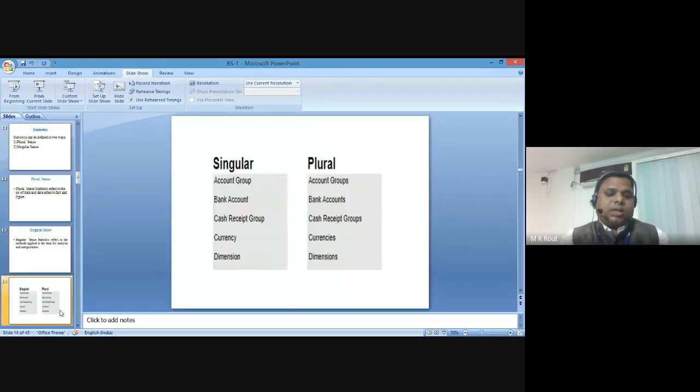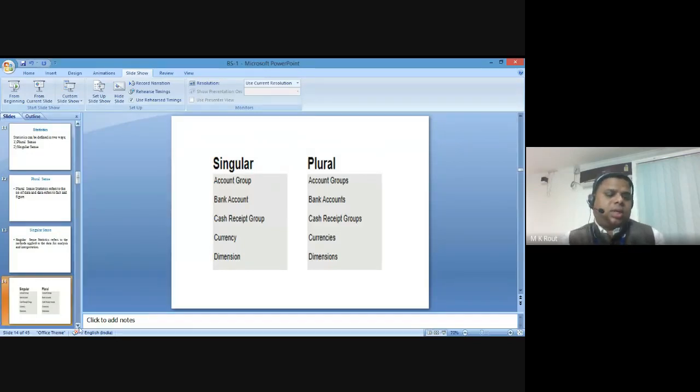Moving to the next one, these are the examples. As I told, in the singular sense, an account group is there, a bank account is there, a cash receipt group is there, a currency is there, and a dimension is there. But in the plural sense, a number of account groups are there, a number of bank accounts are there, cash receipt groups are there, a number of currencies are there, and different dimensions are there, as far as manufacturing and production are concerned.